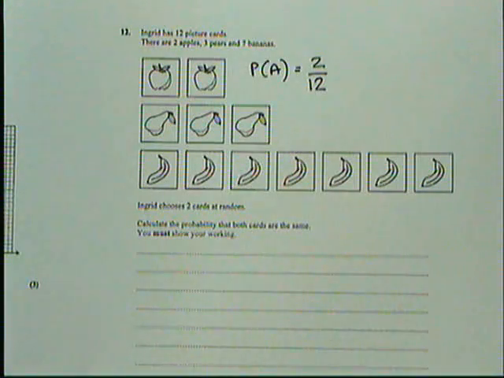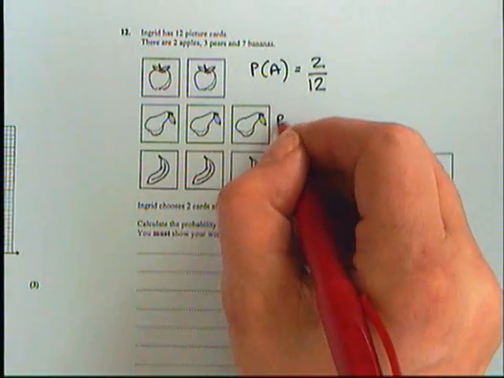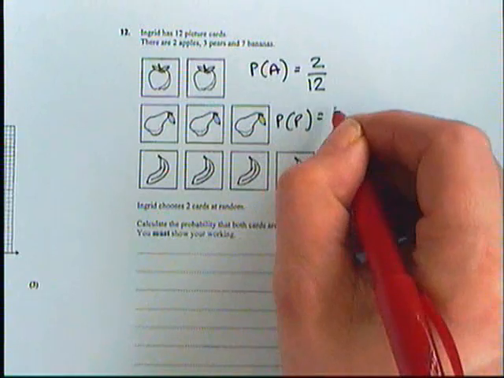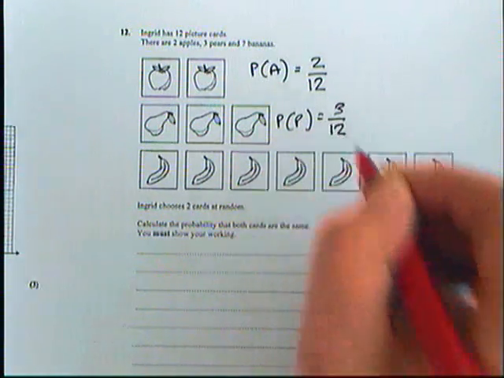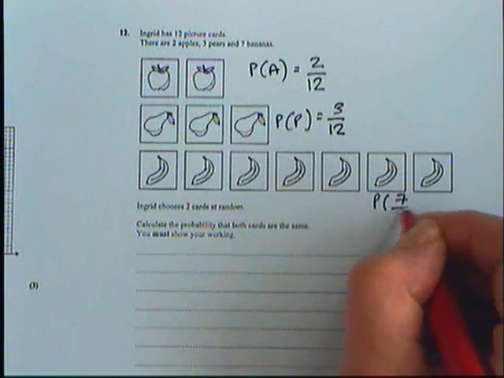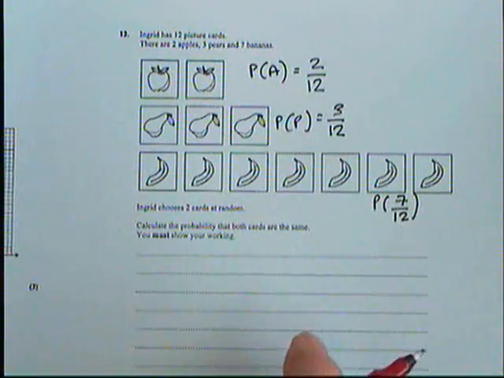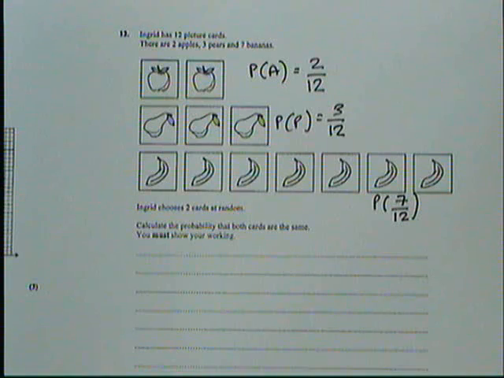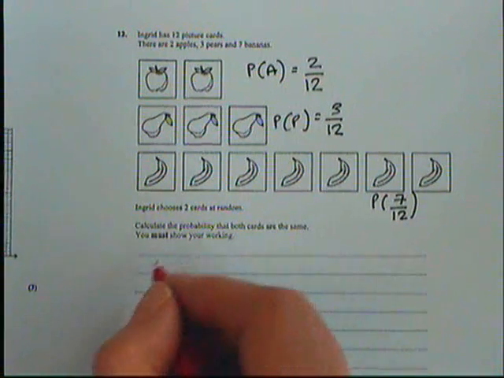And I always find it best not to cancel down probability fractions until the very last answer. And the probability of a pear, well, there are 3 pears out of a total of 12. And the probability of a banana, well, there are 7 bananas out of a total of 12. And she chooses 2 cards at random. Calculate the probability that both cards are the same. Well, if they're the same, we've either got 2 apples, 2 pears, or 2 bananas.